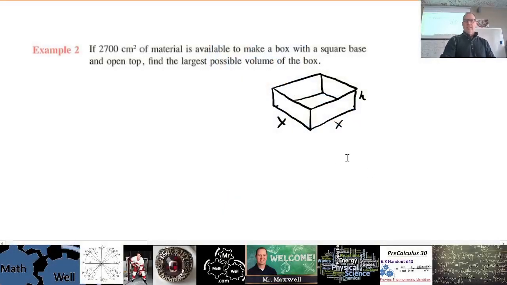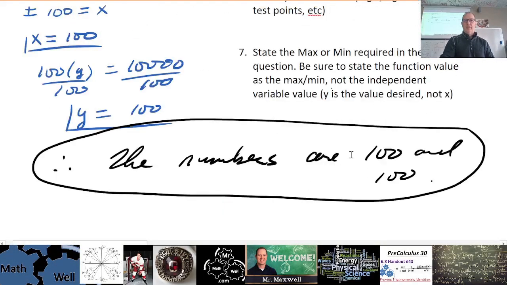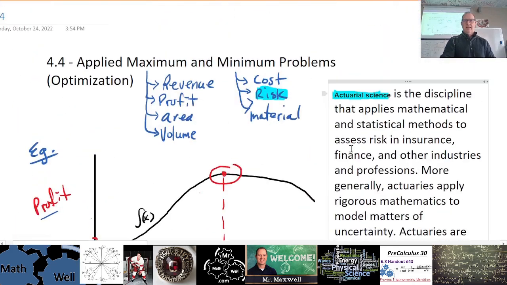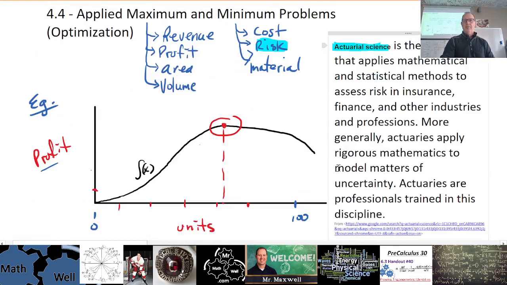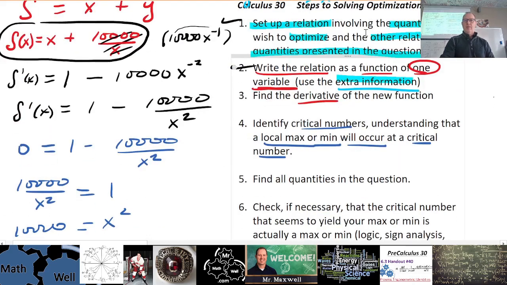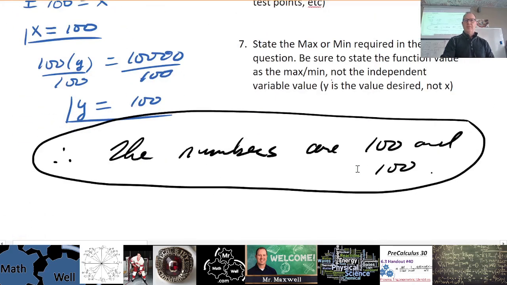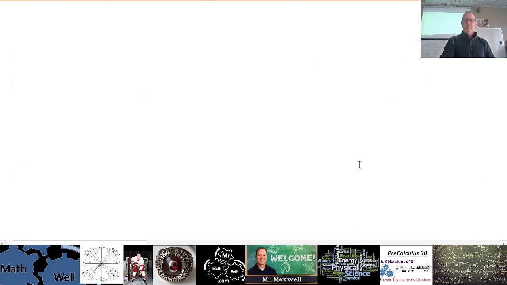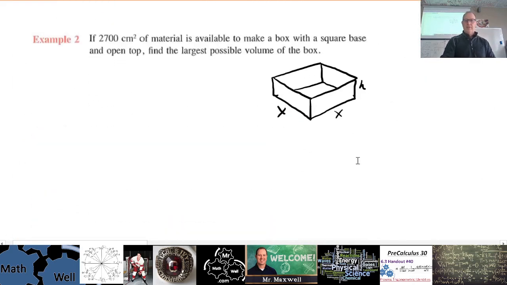All right, so as we continue on the notes here, we took a look at the introduction to applied max and min problems, that's optimization in calculus. We did example 1, went through all the steps for optimization. That was in part 1. And now we're looking at a few examples. So here we go, example 2.